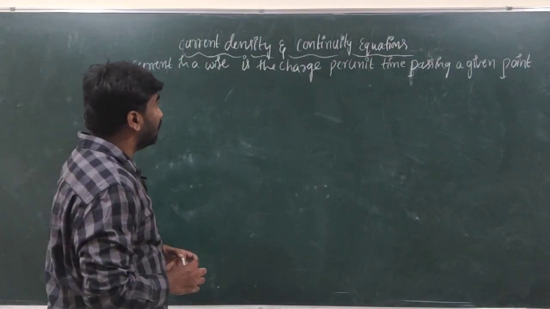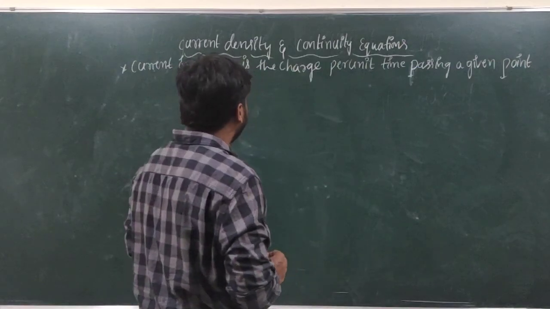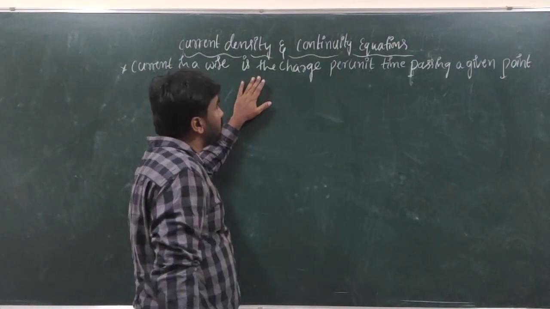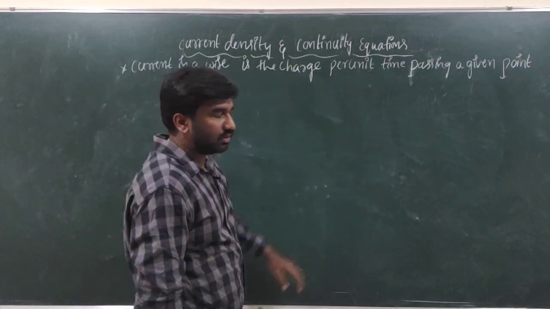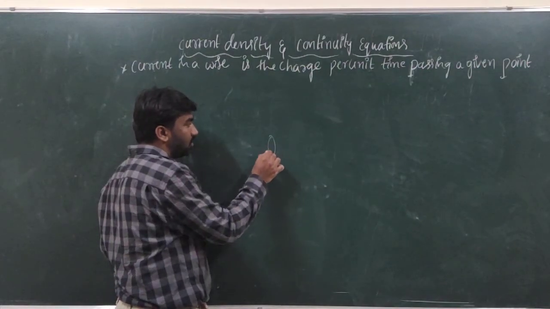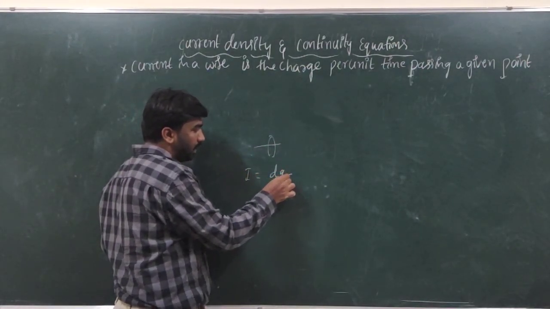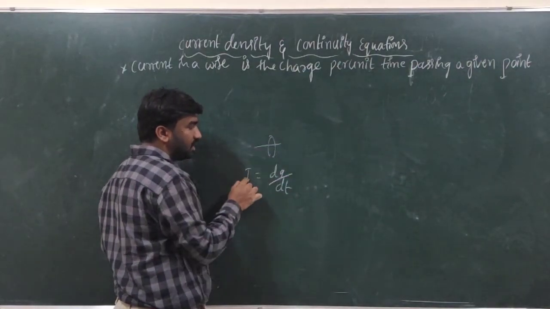So here in this video I am going to discuss current density and continuity equations. Current is nothing but a charge per unit time passing a given point. This means charge per unit time, so I is equal to dq by dt. Charge per unit time passing a given point is nothing but current.